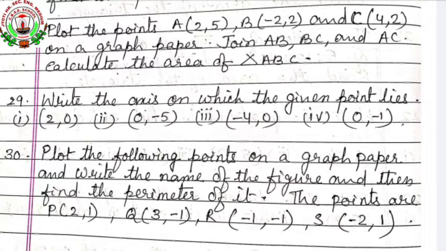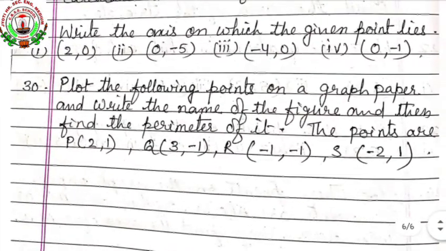Then 30th question. Plot the following points on a graph paper and write the name of the figure. And then find the perimeter of it. Points are given: P (2, 1), Q (3, -1), R (-1, -1), and S (-2, 1). So with these points, see which figure you are getting. 4 points are there means either it will be a square, rectangle, rhombus or some quadrilateral. So first find out that, name the figure and then find the perimeter, that is the sum of all the sides. With the help of your Cartesian plane, you will get the side measurements. After that, find the perimeter.